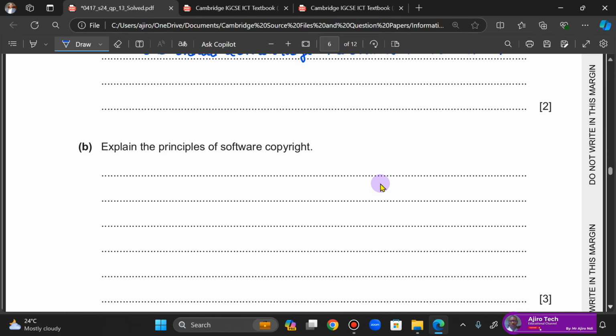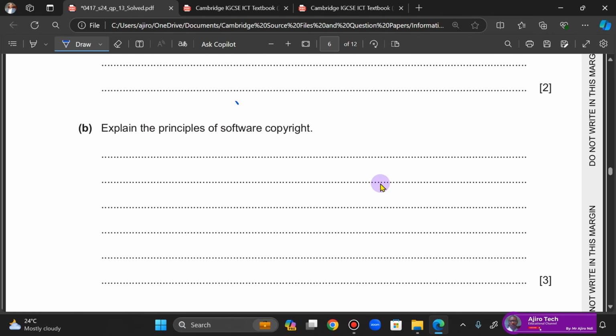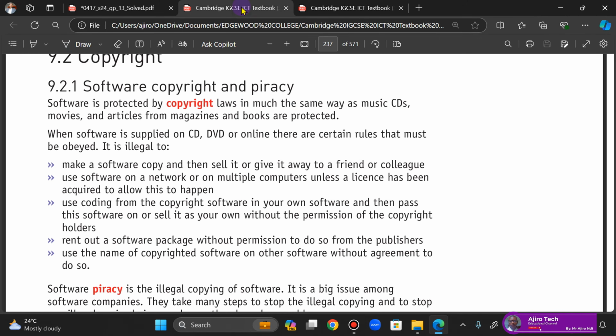Explain the principles of software copyright. So this is also chapter 9. So let's explain the principles of software copyright. Okay, so this is the principle here for copyright. Again, make a software copy, then sell it or give away to a friend. So all these are very illegal, right? So the principle of software is you must not sell software to other people, right?